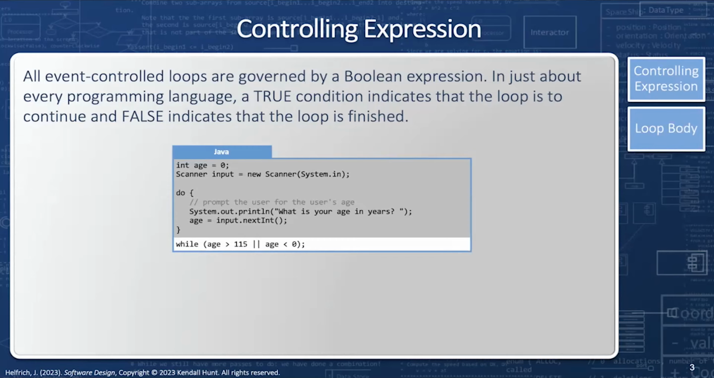The second part is the loop body. Most event control loops have a loop body containing the code that will be executed at every iteration. This answers the question, what changes or could change every iteration? So back to our example before, our loop body is going to prompt the user for their age. A best practice is to avoid unnecessary code in the loop body, once again, because it will get executed more than once. So let's look at an example.